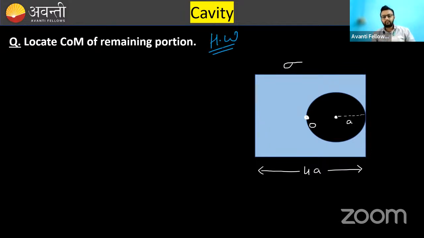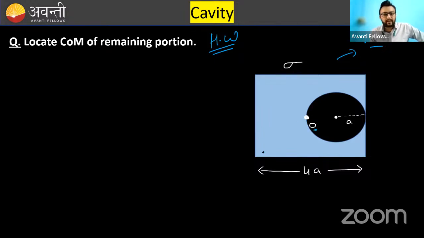Again, this is a square sheet, and this portion is taken out from the sheet. Now you need to calculate the center of mass of the remaining portion. Origin is given as O.